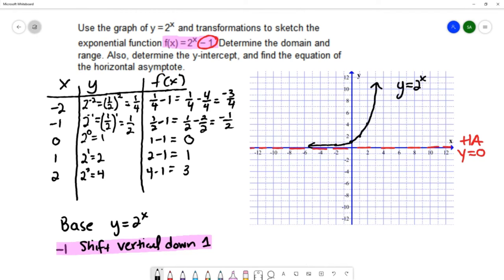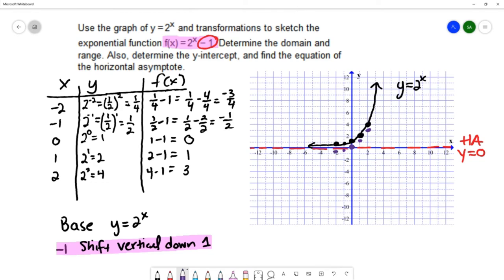Visually, we can see that as well. Remember, we started off with these points. I'm going to make them a little bit bigger. These are the original points on the graph, and we're going to shift them down 1. I'll use a different color so we can distinguish. So this y value of 4 gets shifted down 1 to 3. This y value of 2 gets shifted down 1 to 1. This y value of 1 gets shifted down 1 to 0. This y value of 1/2 gets shifted down 1 to negative 1/2. And this y value of 1/4 gets shifted down 1 to negative 3/4.